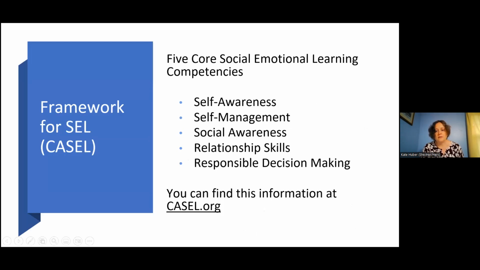So the framework includes 5 competencies: self-awareness, self-management, social awareness, relationship skills, and responsible decision-making. This isn't a webinar about social emotional learning, so we're not going to go through all of them, but I want to point them out and direct you to the CASEL.org website if you want to find out more information about it. CASEL is the place to go.